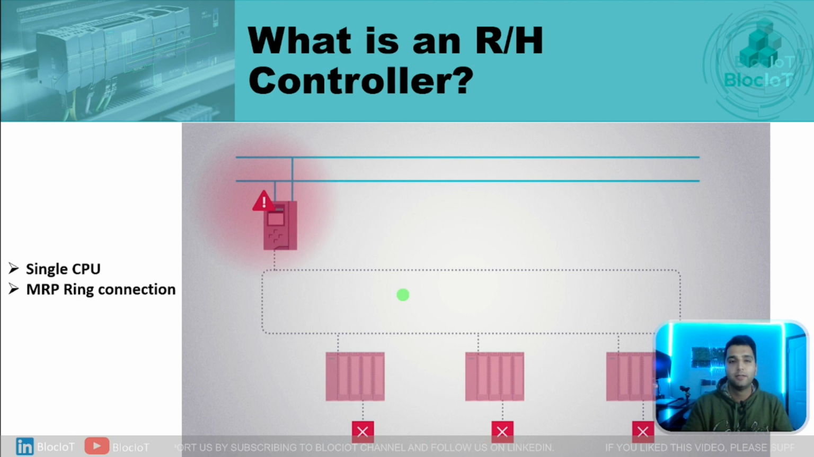Despite having an MRP ring to minimize the chance of error due to connection problems throughout the network, there is still a big chance that we lose the CPU. As you can see in this picture, if there is any problem in the CPU, because we only have one CPU, the entire system will be shut down. So imagine what happens if there is any mission critical system under control, and definitely that's not good.